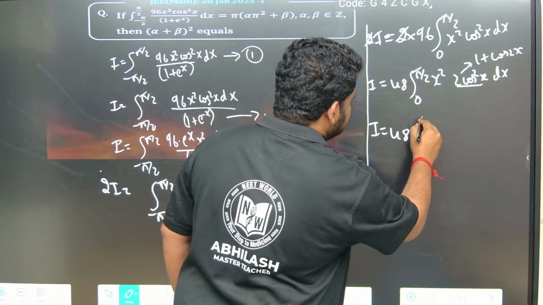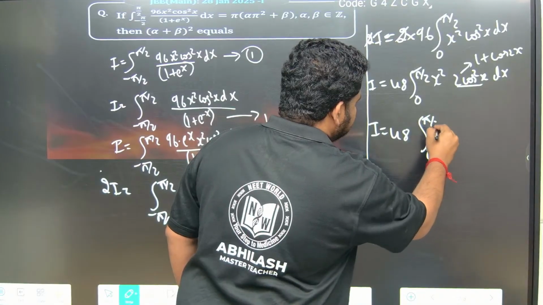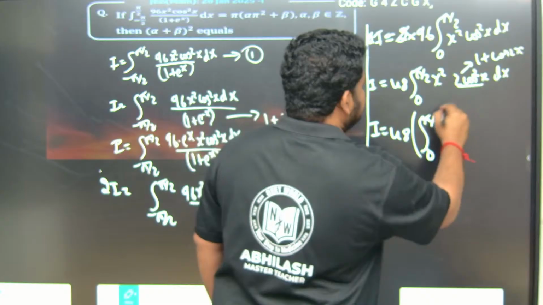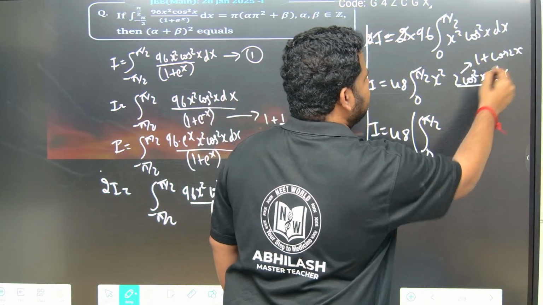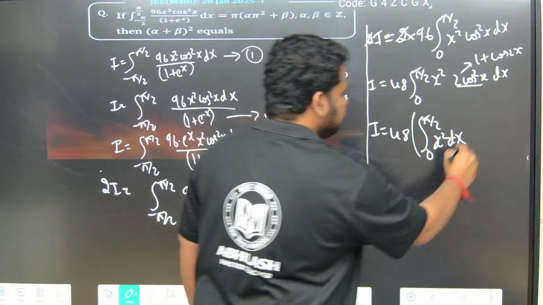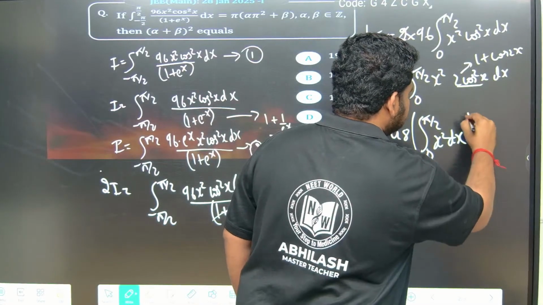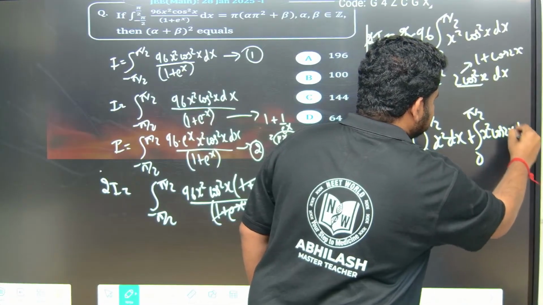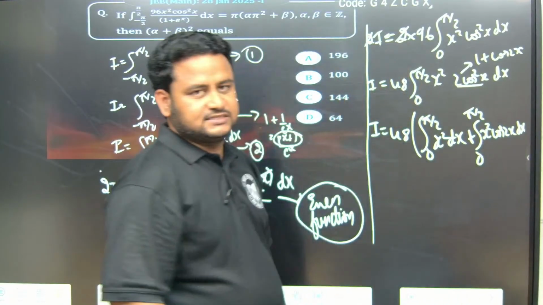48 into integral 0 to pi by 2. x square into 2 cos square x, I can write it as x square into 1 plus x square into cos 2x. So integral of x square dx plus integral from 0 to pi by 2 of x square cos 2x dx. This is what I have.